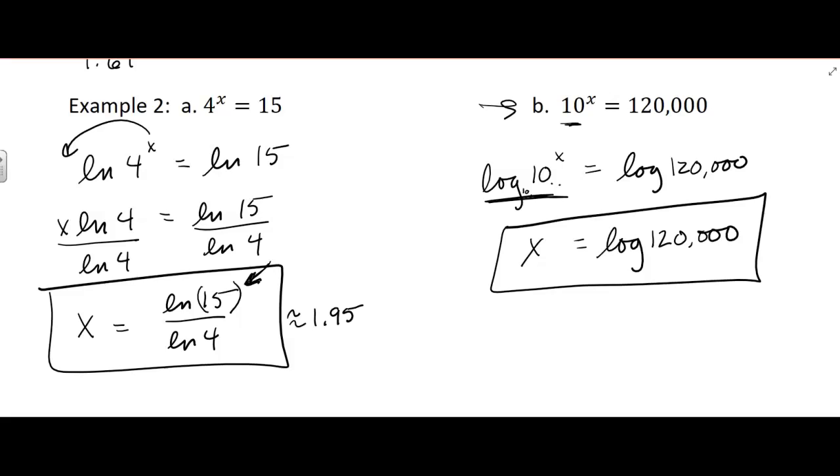All right, on the other one, well, how would you do a common log? You have a common log button on your calculator. So you just hit LOG, that button, and then put in the 120,000. Did I get enough zeros? Yep. All right, close off the parenthesis, and I get about 5.08. Practice that on your calculator so that if they ask for a decimal approximation, you'll know how to do it.